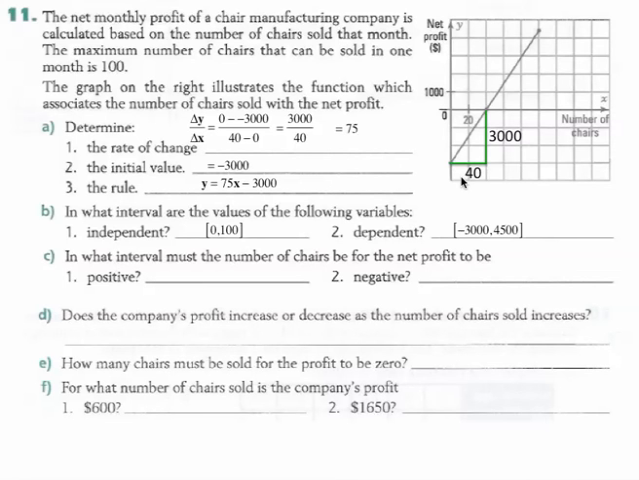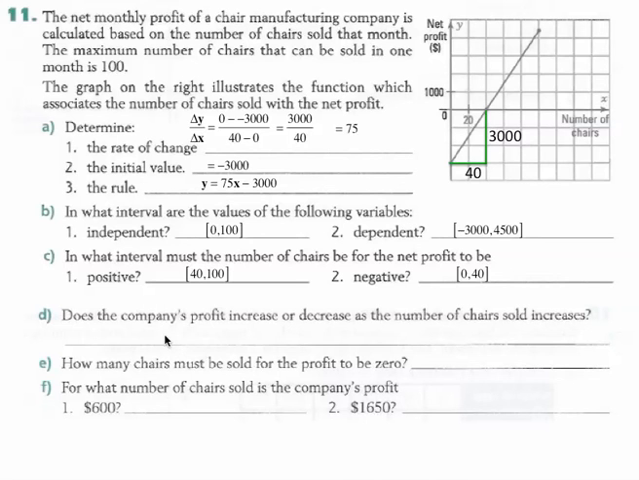All right, so then, in what interval must the number of chairs be for the net profit to be positive? So if you're selling 40 chairs, it's 0. Any more than 40 chairs sold, you're making a positive profit. Now we can consider 0 positive. 0 is both positive and negative, so I'm going to include the 0 on that one. So when the number of chairs is 40 or greater, which is 40 to 100, it's positive. When is it negative? Less than 40, but also including 40, because remember 0 is both positive and negative. So from 0 chairs to 40 chairs, you're going to lose money.